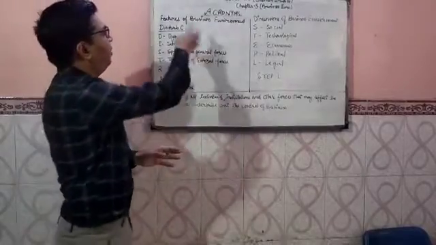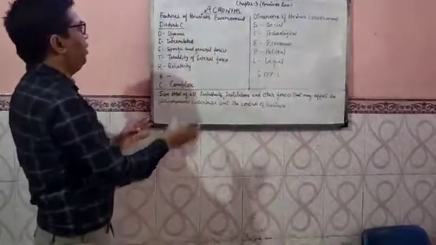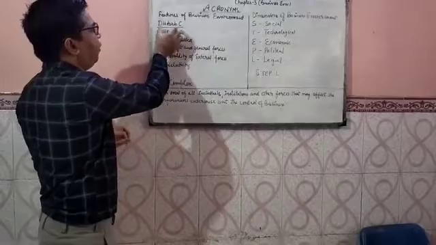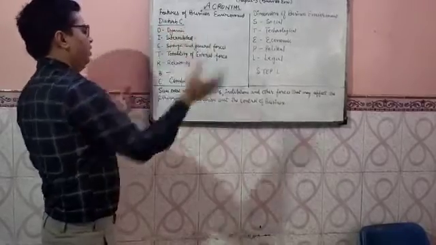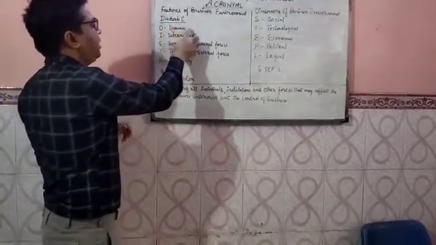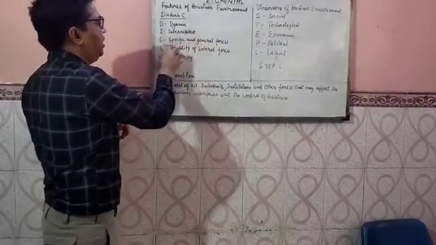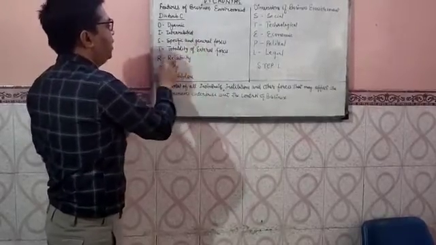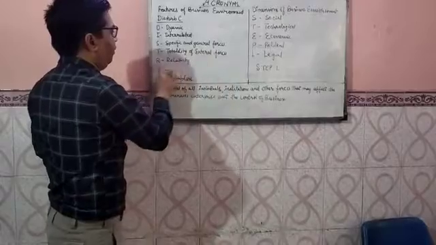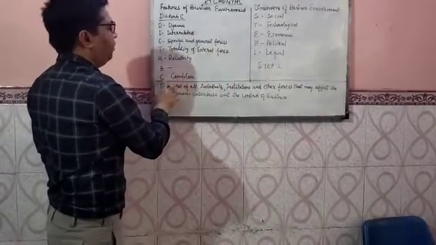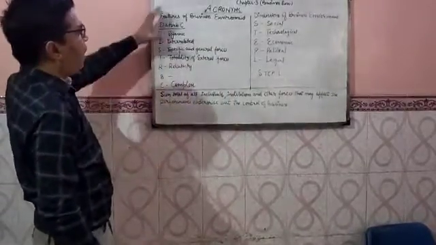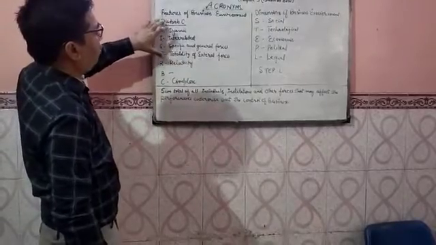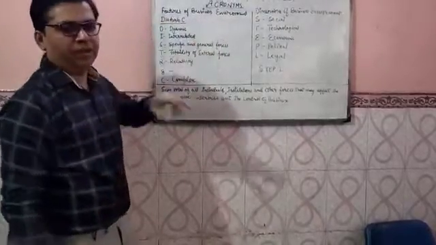So the features of business environment are summarized in the form of the acronym DISTORC. C may be any one. D is dynamic, I is interrelated, S is specific or general forces, T is totality of external forces, R is relativity, and C is complex. This is the acronym for the features of business environment.